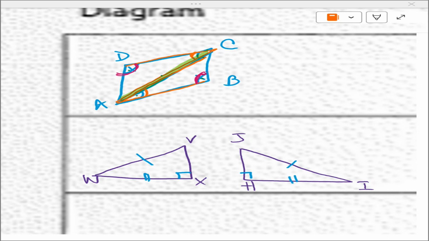Okay. So now we're trying to say the last statement, which is that JH is congruent to VX. Well, we can say it. JH is congruent to VX. Ooh, probably those should be capitalized. I don't know why they're not. By CPCTC. Corresponding parts of congruent triangles are congruent. Okay.